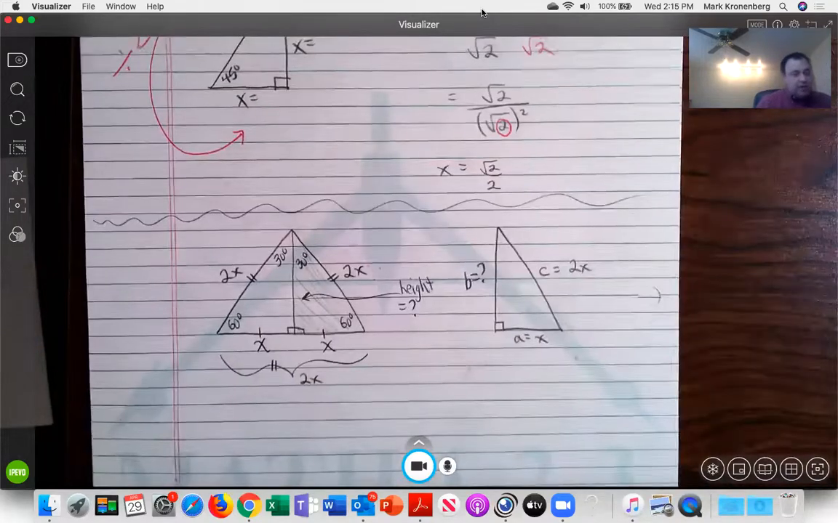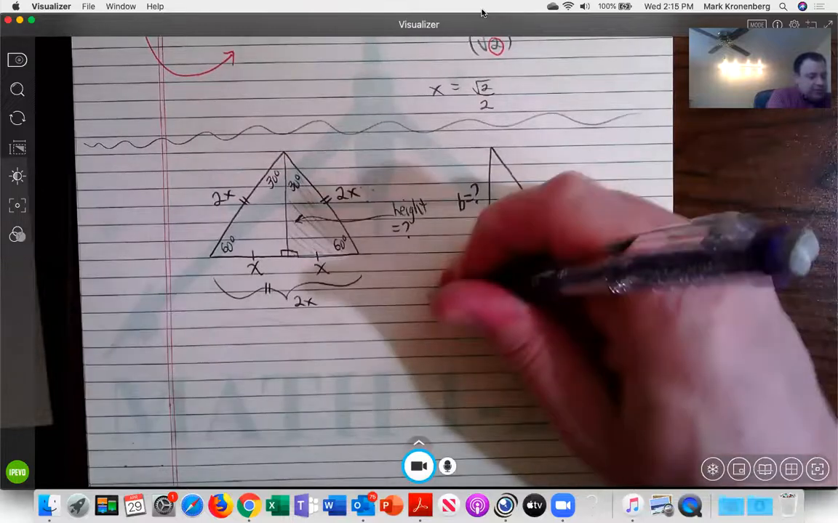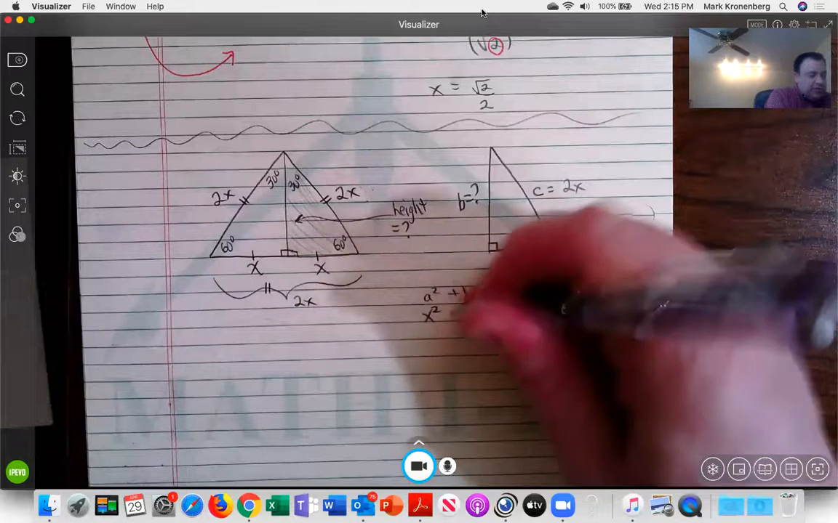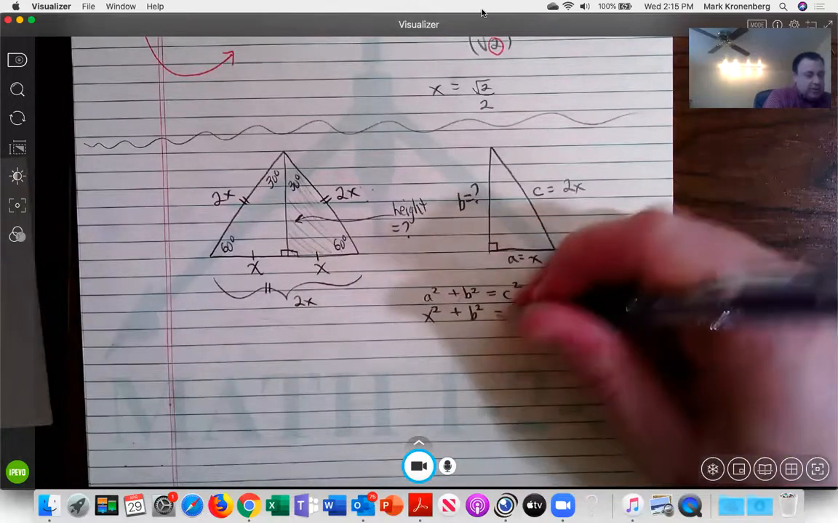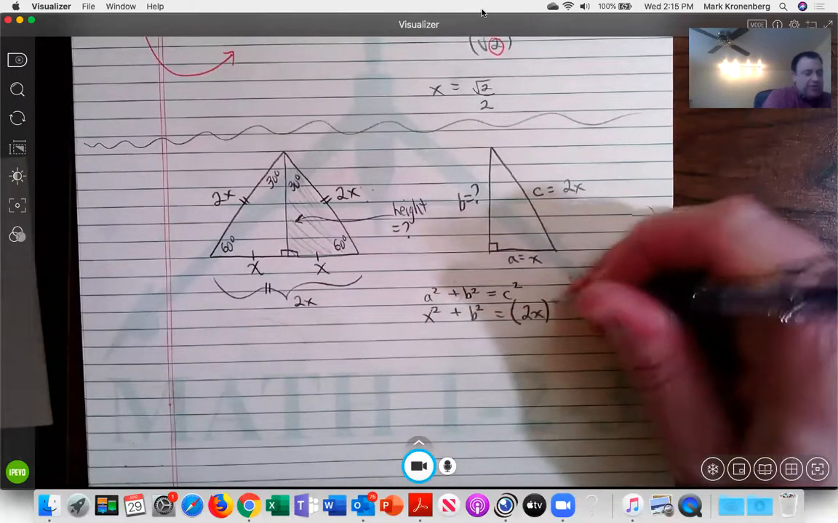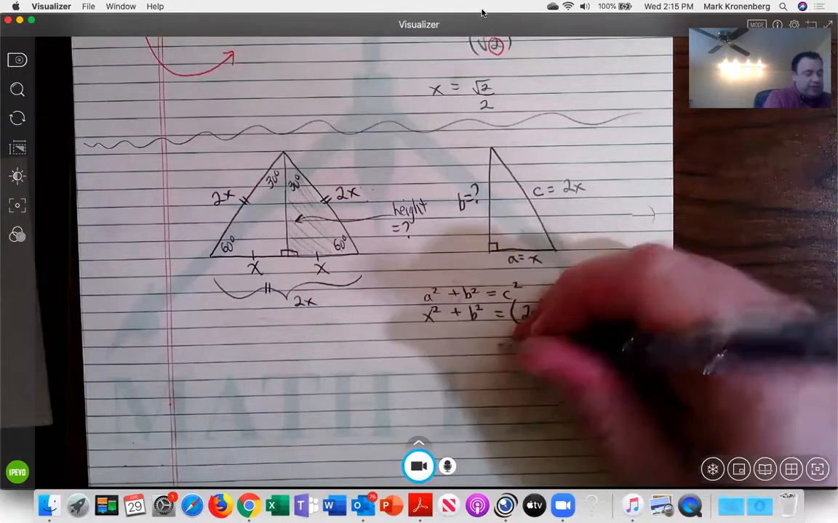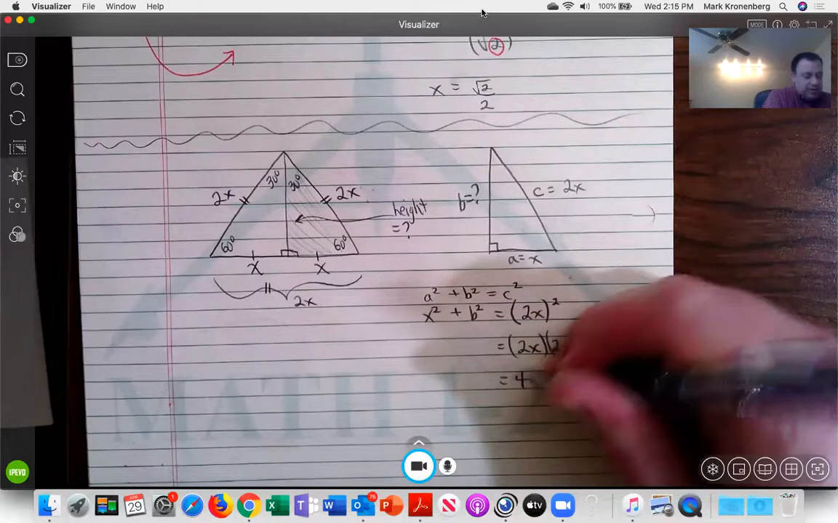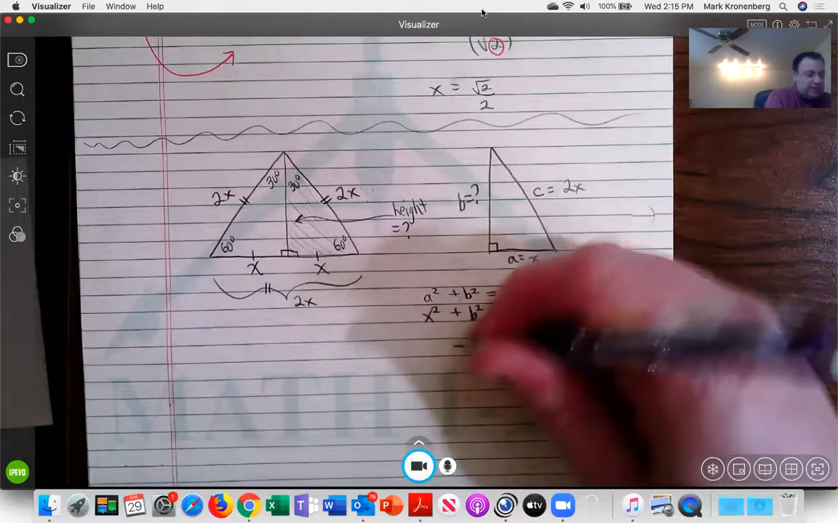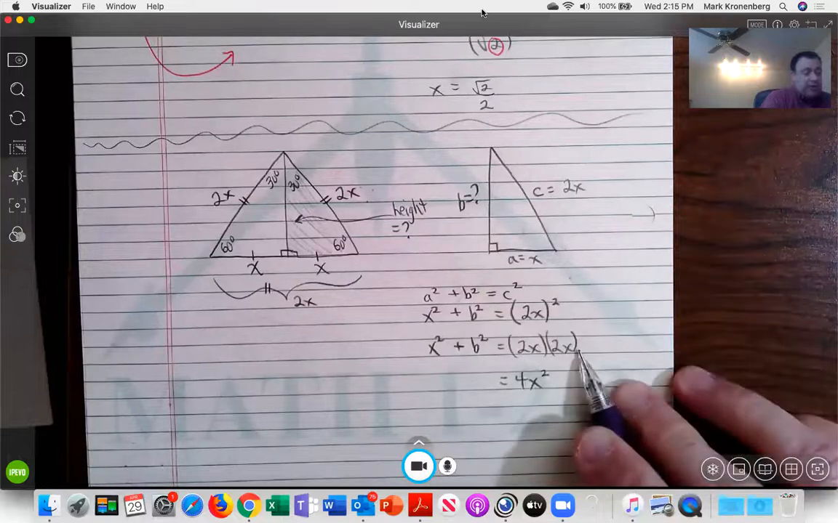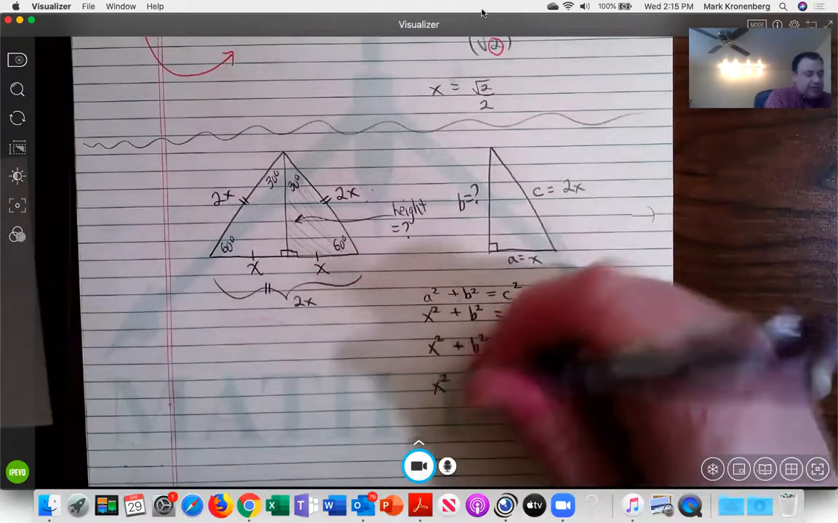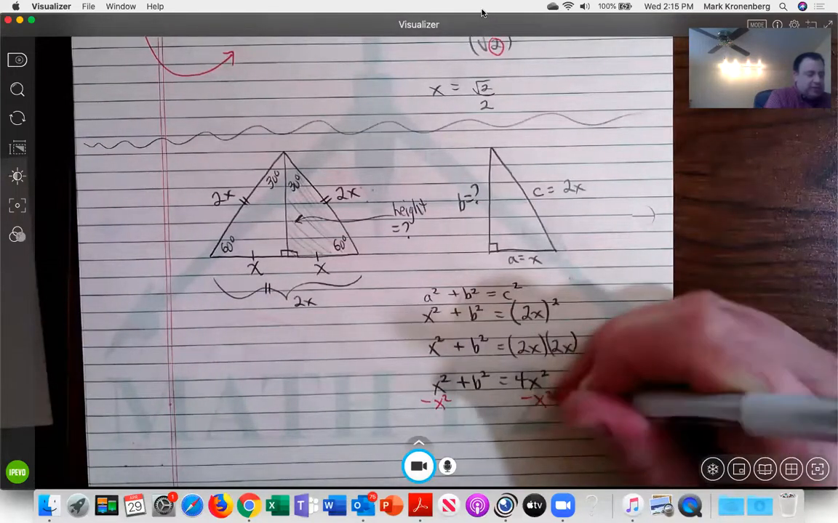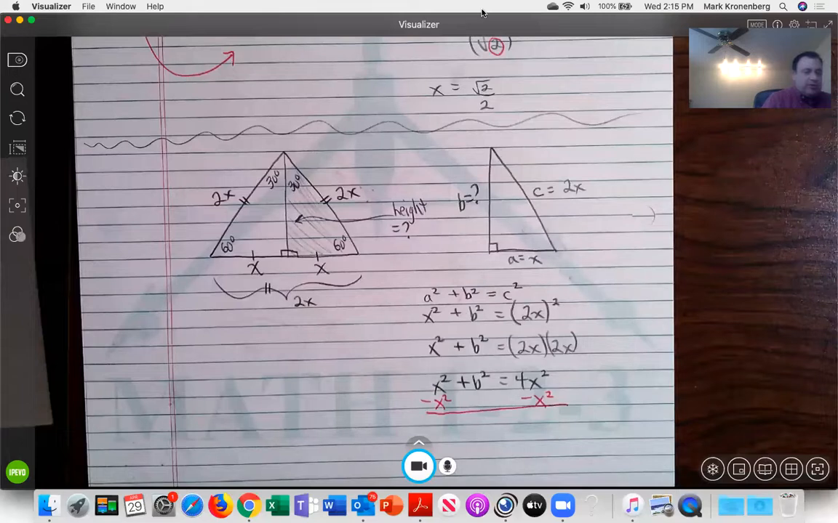Let's find out. So A squared plus B squared is C squared, leg squared plus leg squared is hypotenuse squared. x squared plus B squared equals, make sure you put parentheses here, because otherwise it means twice x squared, which is not what we meant. This is 2x times another 2x, which is going to be 4x squared. So a really common trap is to have x squared plus b squared equals 2x squared, not 4x squared. It's going to make a big difference. If we want to get b by itself, we will subtract and combine like terms. So now we have b squared equals 3x squared.